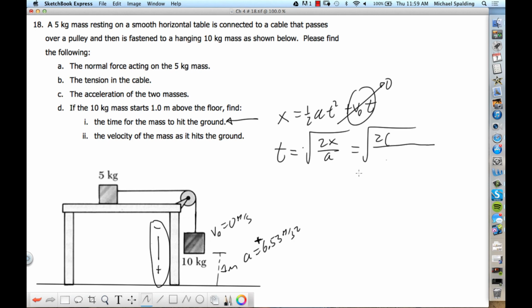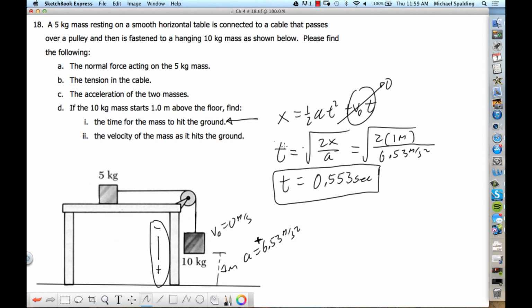Okay, so 2 times 1, and then the acceleration is 6.53. Plug that in. The time is 0.55 seconds. 0.553 seconds.